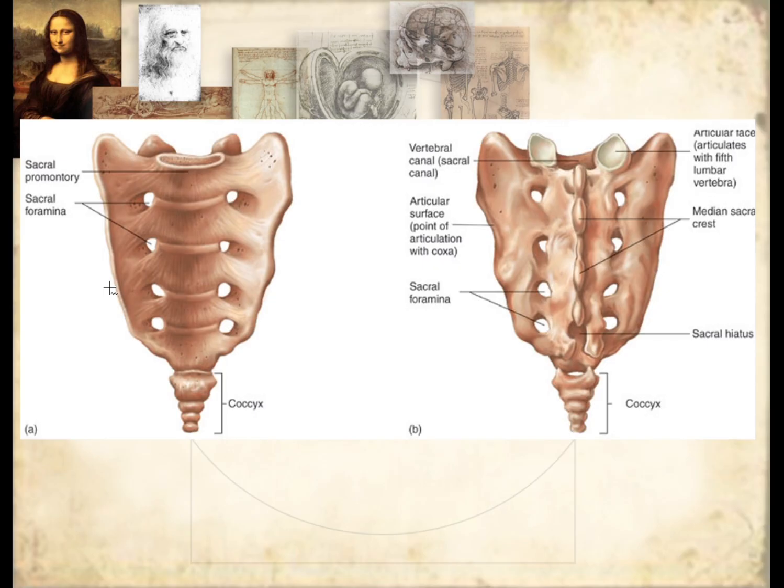Next you can see here, this part is the coccyx, the ending part, the tailbone, okay. This is the sacral foramina, right. This is the sacral promontory, okay. So you can see here, right.